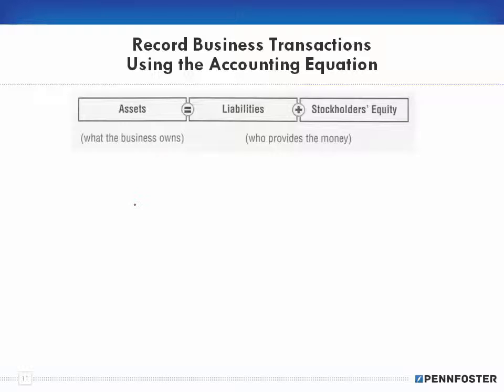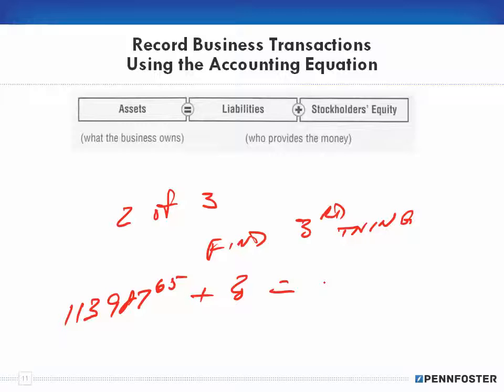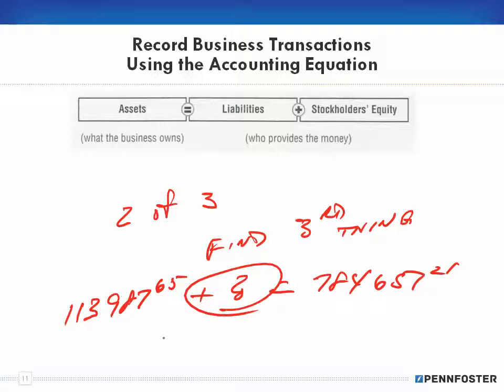Notice here that in math, when you know two out of three things, you can always find the third thing. As an example, if I had 2 plus what is equal to 5, well, that's going to be 3. But if I went and said $113,987.65 plus what is equal to $784,651.21, because you know 2 out of 3, you're able to find that third thing. Obviously, you just subtract the 113 from the 784 to be able to find that.